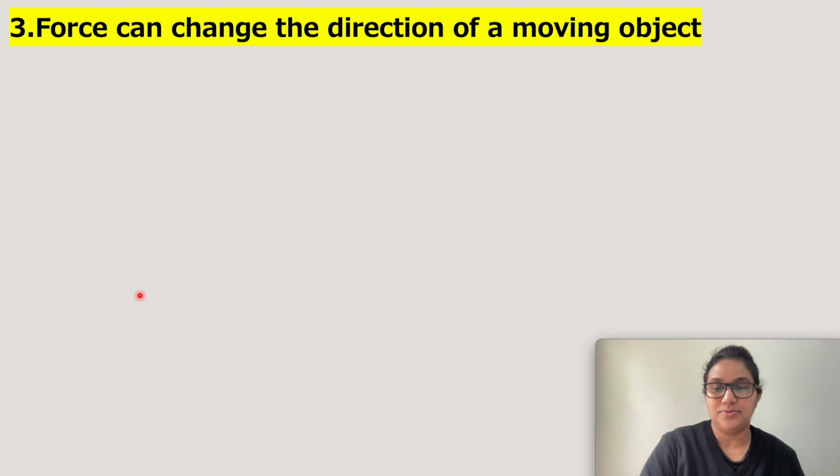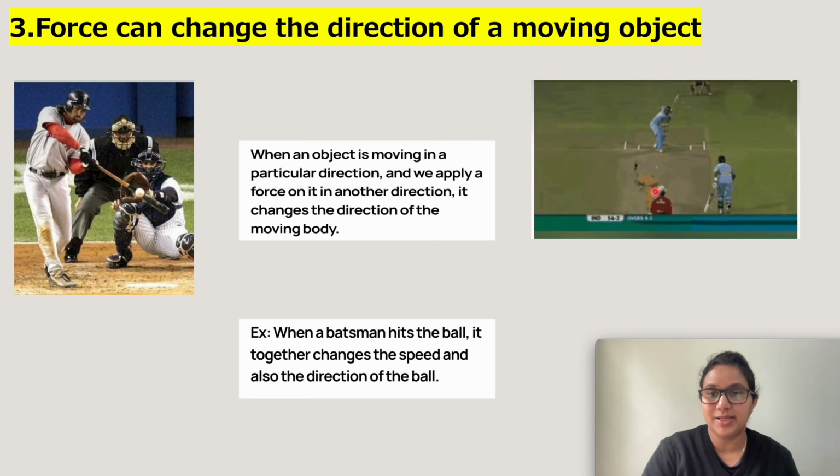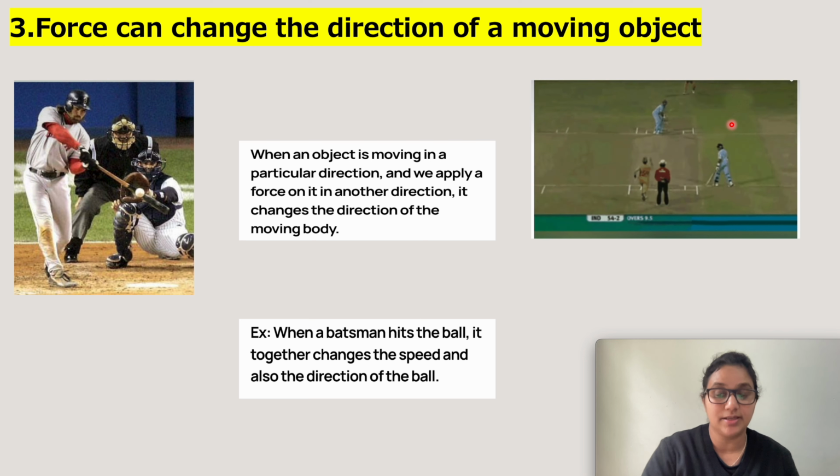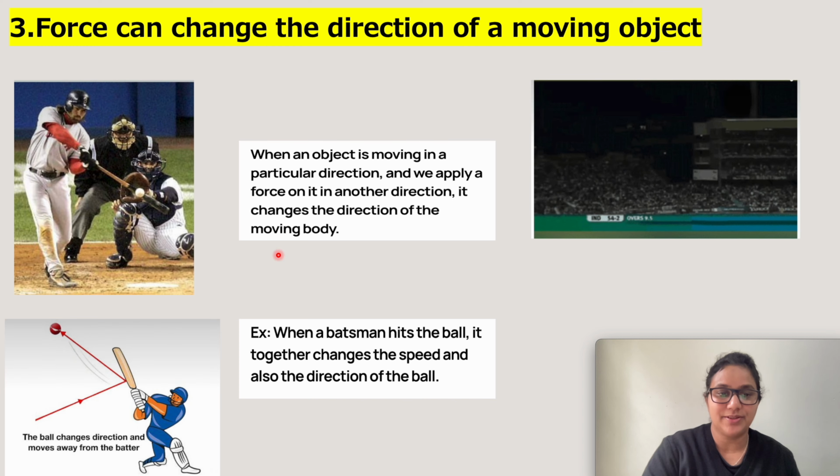Next effect, force can change the direction of a moving object. Have you seen a cricket match, right? When a batsman hits the ball, it changes the speed as well as the direction of the ball. So you can see here, this is the direction of the ball, and when he hits the ball with the bat, the direction and the speed of the ball change.